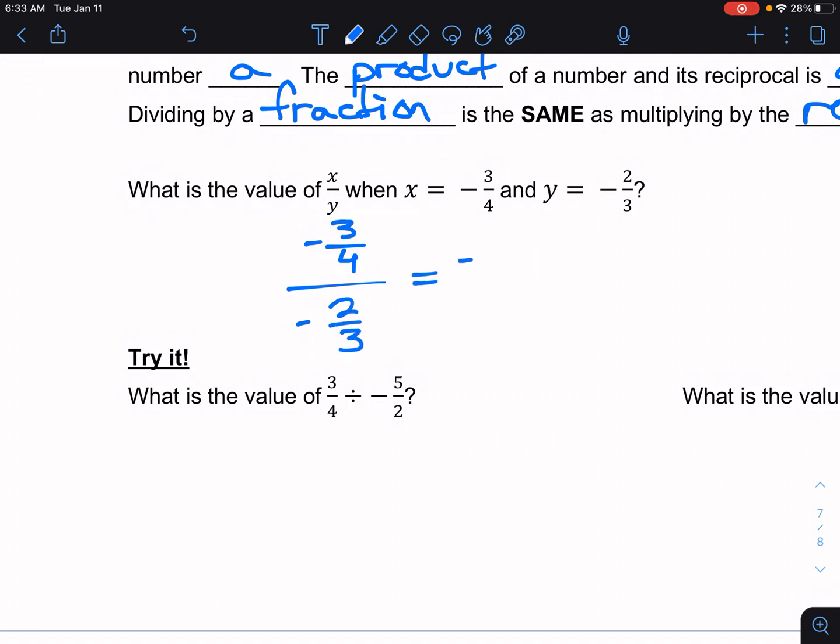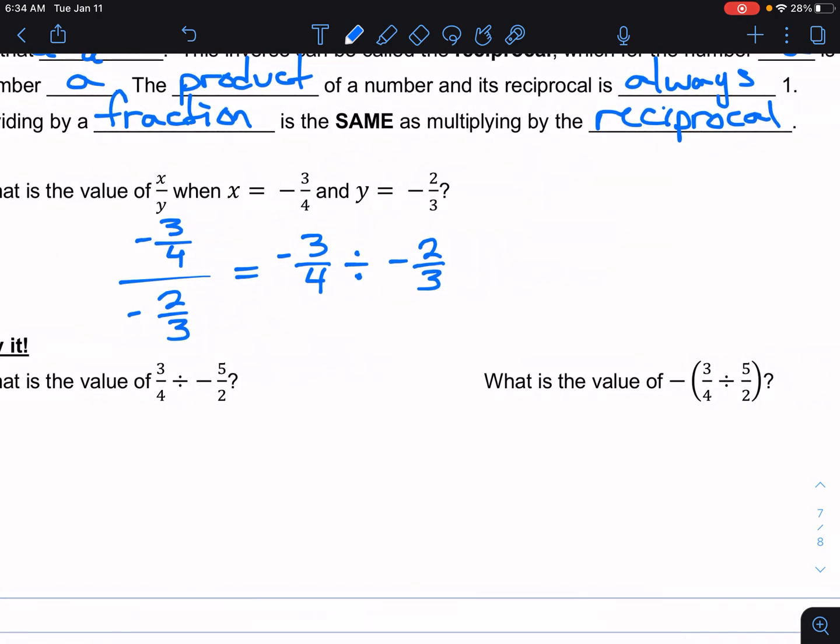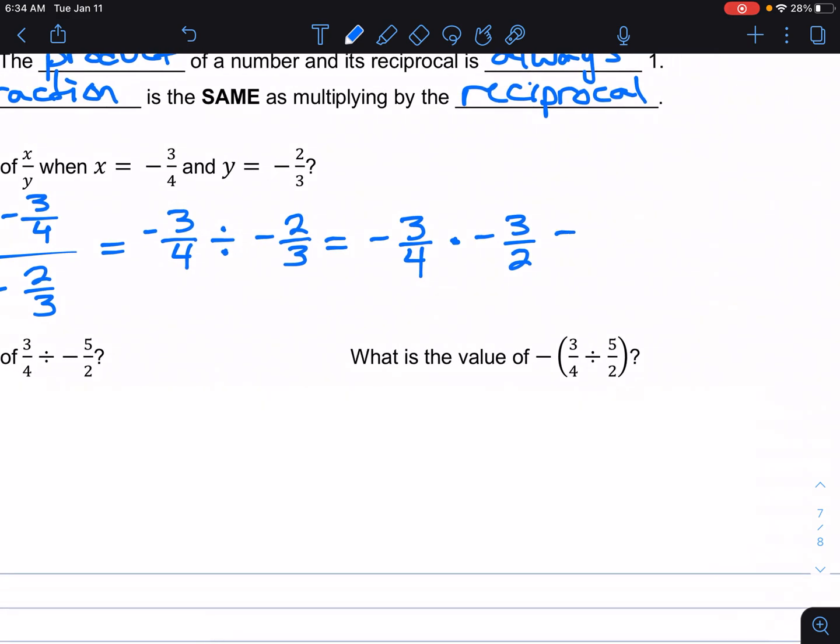But a more convenient way to write that is probably going to be to write it using the division symbol rather than using the fraction bar. So what we said in that last sentence, dividing by a fraction is the same as multiplying by the reciprocal. So in other words, we're going to keep our first fraction the same, change to multiplication by the reciprocal, which is that second fraction flipped. And then we're just going to multiply going straight across. So 3 times 3 is 9, 4 times 2 is 8, and it's a negative times a negative, so our final answer does end up being positive.